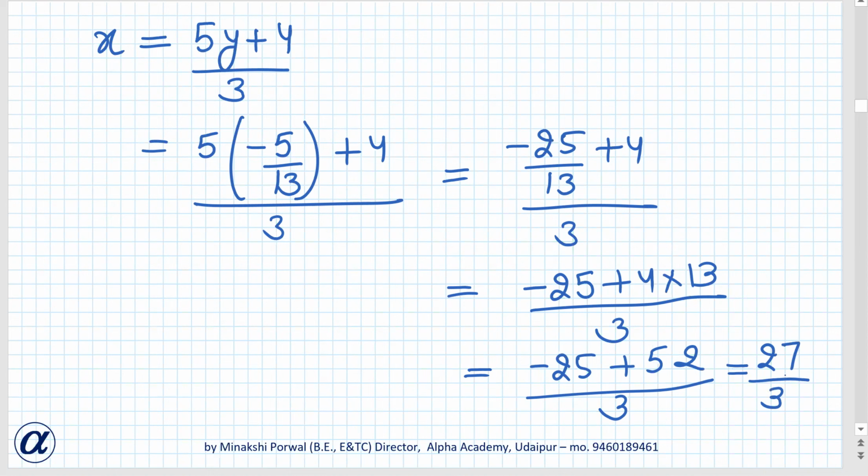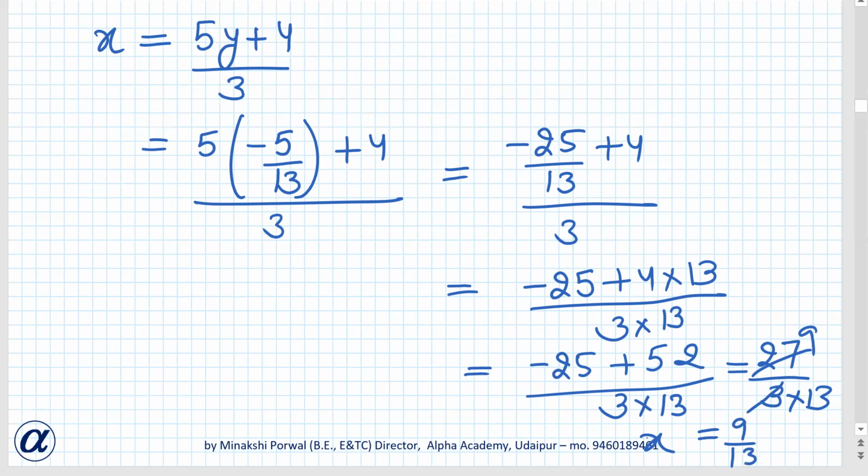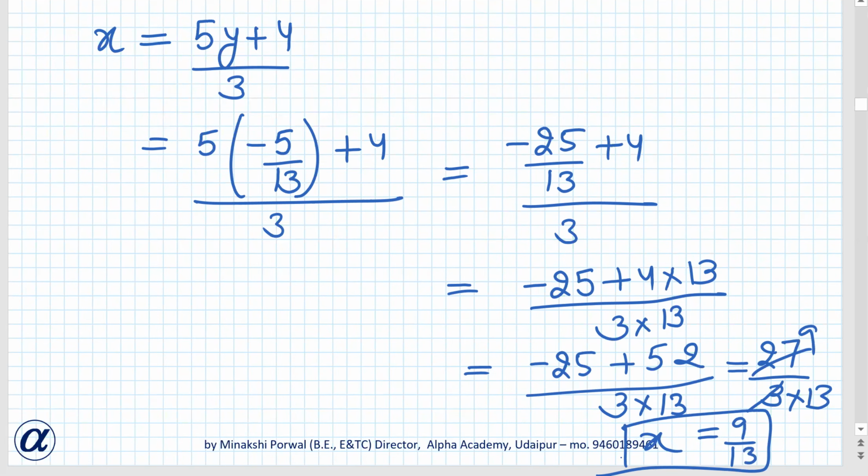27 by 3. Okay, 13 will also come, sorry. Into 13. Okay. So into 3. So this will be equal to 9 by 13. Okay. So x is 9 upon 13. These are the answers. Okay. This we have done by substitution method.